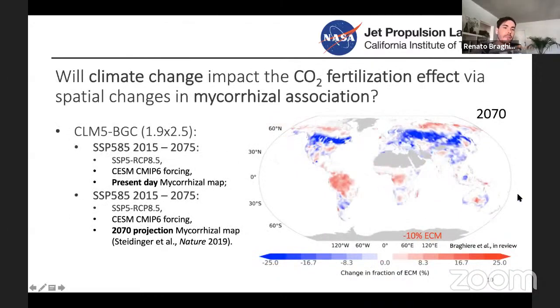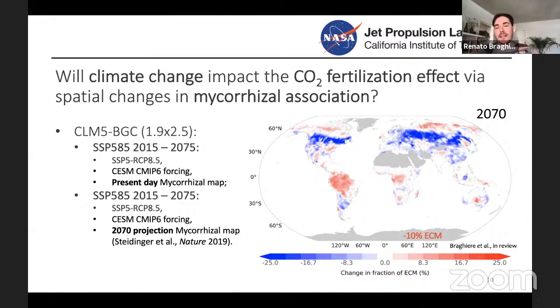And finally, we want to know if climate change will impact the CO2 fertilization effect via spatial changes in mycorrhizal association. So to answer that question, we perform the same future runs using a present-day mycorrhizal map and a future projection of mycorrhizal map for 2070, taken from this study from Steidinger and collaborators published in Nature a couple of years ago, where they found that in 2070, it is projected that the globe will shift to more arbuscular mycorrhizae.